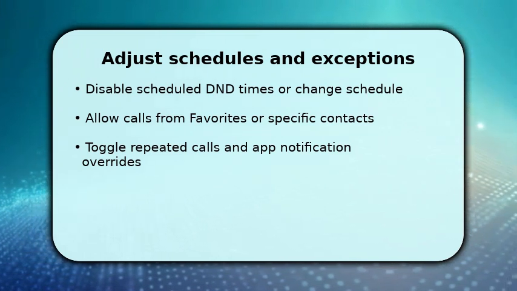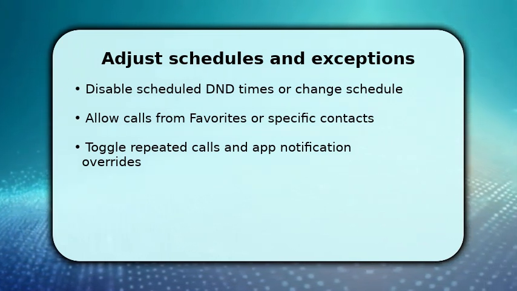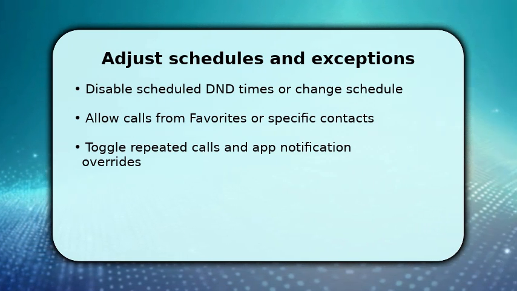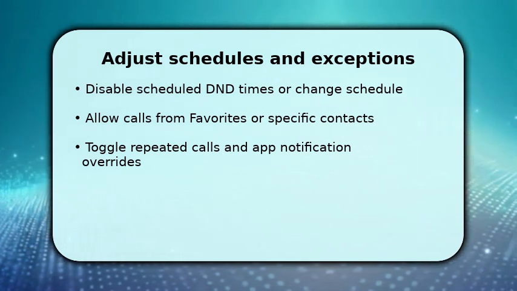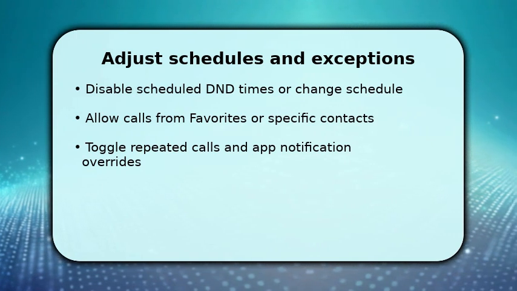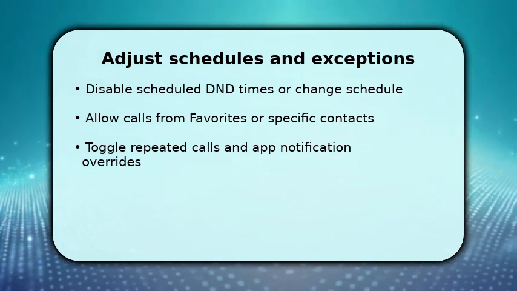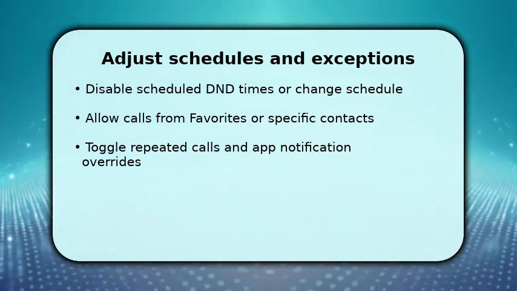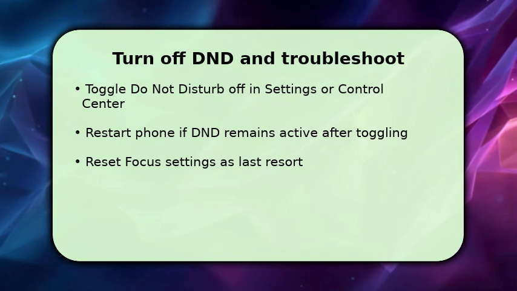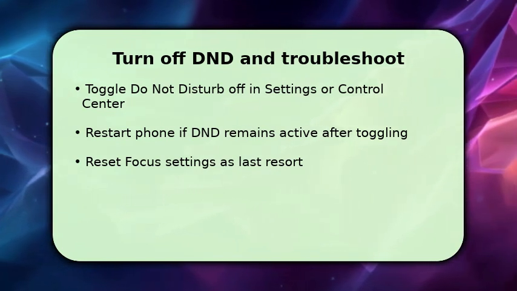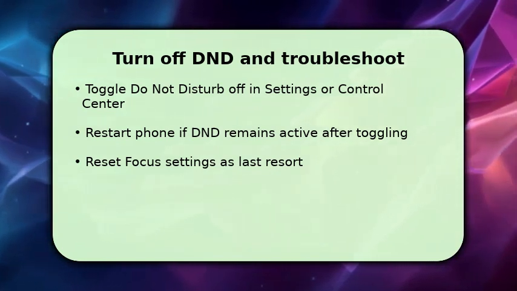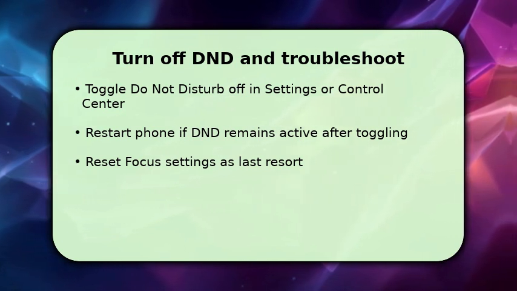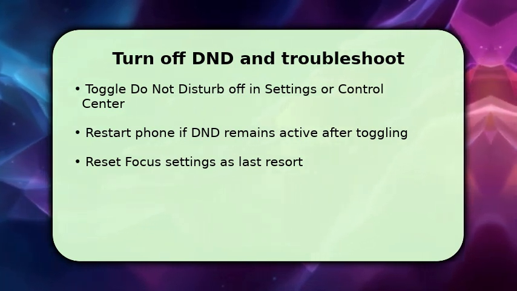Also enable repeated calls if you want a second call within a few minutes to bypass DND, and review app notification overrides to permit critical alerts. These changes control who and what can interrupt you during the transition. Finally, switch Do Not Disturb off in settings or tap the focus icon in Control Center to disable it immediately. You should see notification badges return.